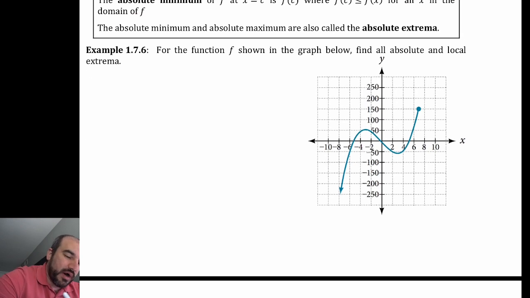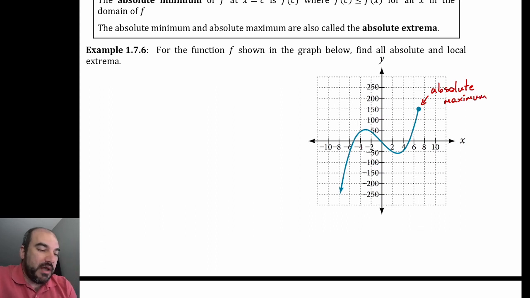So looking at the whole graph, this blue curve that goes down forever like this, what is the highest point on this graph? What is the lowest point on this graph? Can anyone identify the highest point on this graph? Seems to be 7 as the x and then 150 as the y. Good. This is going to be the absolute maximum. What about the absolute minimum, the lowest point on the graph?